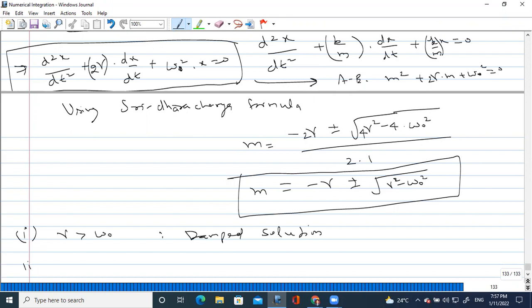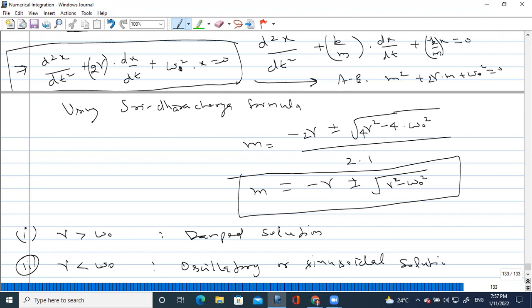Now, the second case can be if gamma is smaller than omega 0, so then it will become an imaginary value. Imaginary always gives you oscillations or sinusoidal solutions. So then you will get an oscillatory or sinusoidal solution. Sinusoidal means sine and cos will be there.